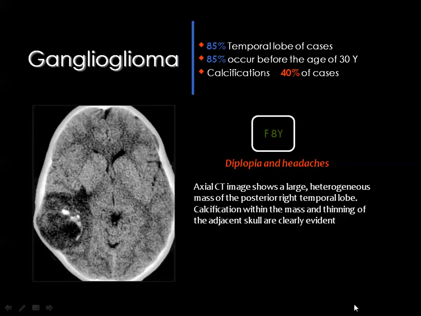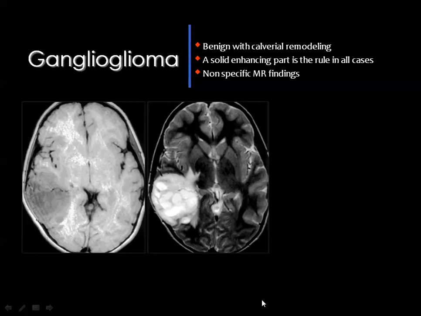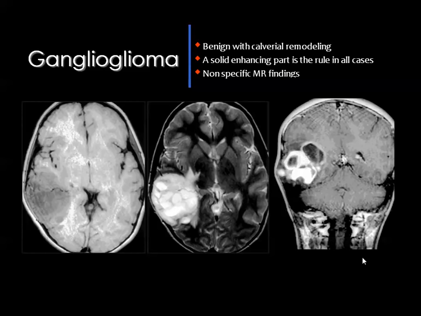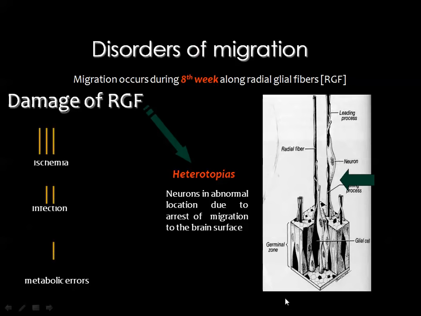But you remember that the scalloping of the inner table of the skull is one of the helpful diagnostic criteria in these two particular types of tumor, the ganglioglioma and the DNET. And here you see a lesion which is of low signal in the T1. You see the calvarial scalloping, high signal in the T2, and after contrast enhancement, it will show heterogeneous pattern of enhancement. MRI is less sensitive than CT for detection of calcium.